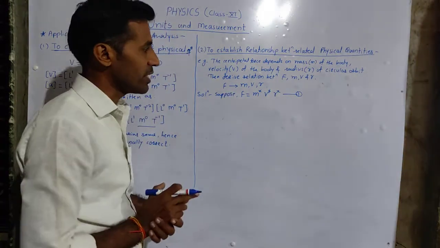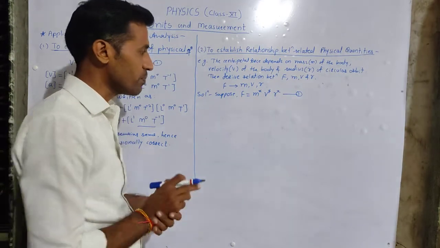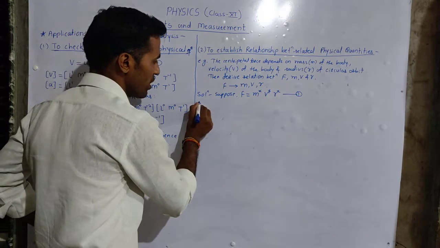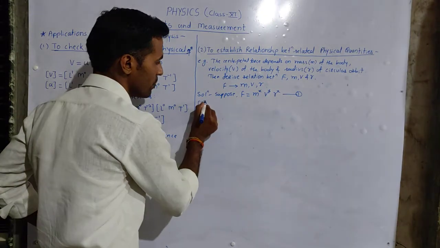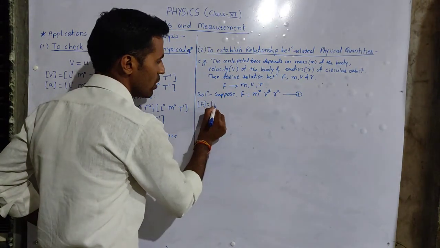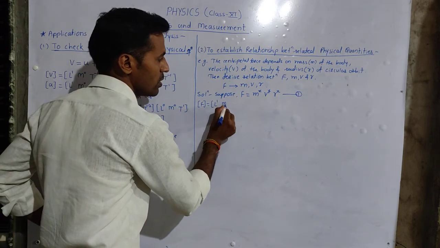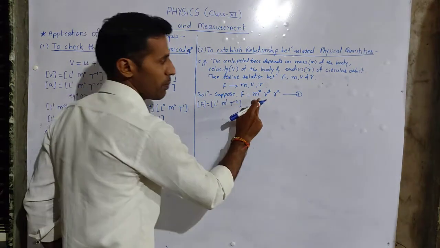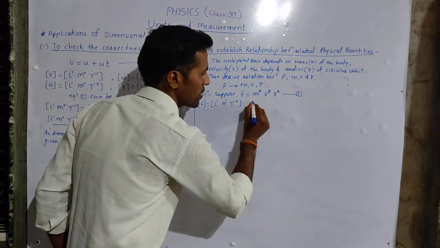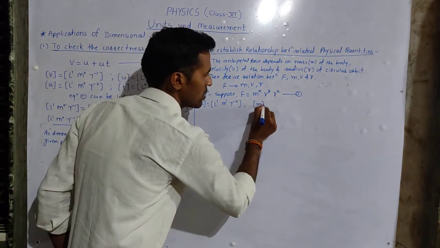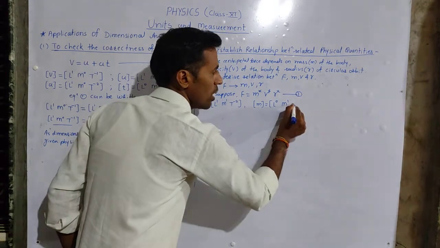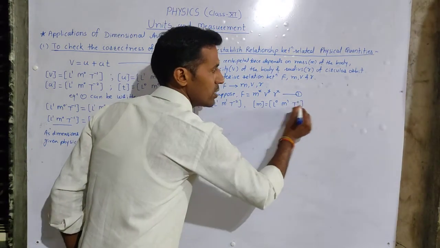Now let's write the dimensions of each term. First one, force. Dimensions of force are L1, M1 and T minus 2. Then mass, dimensions of mass is equal to L0, M1 and T0.